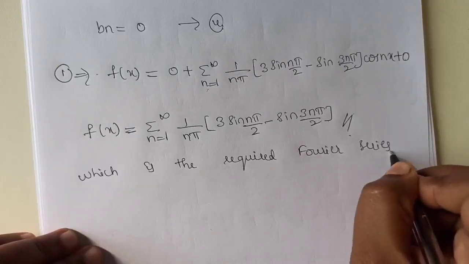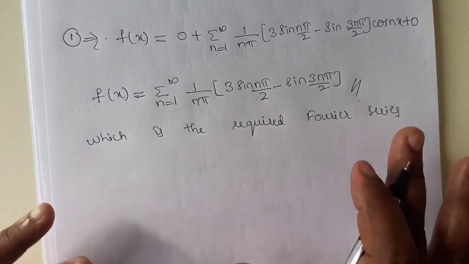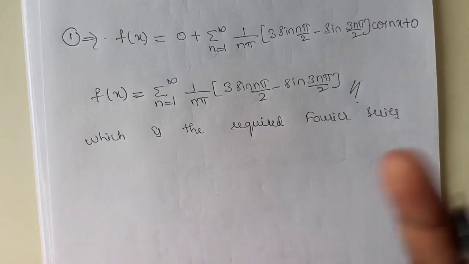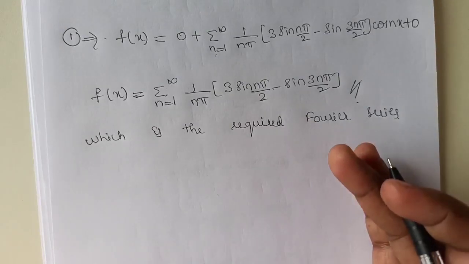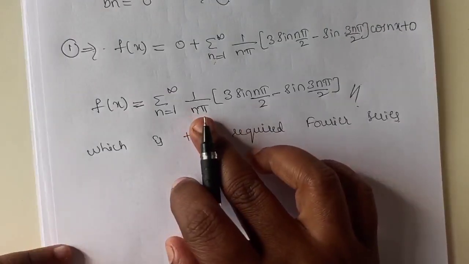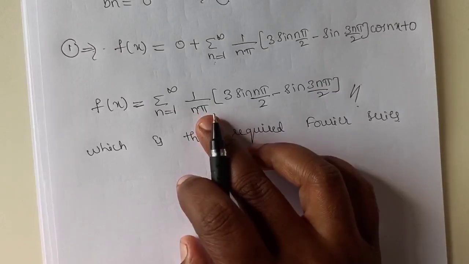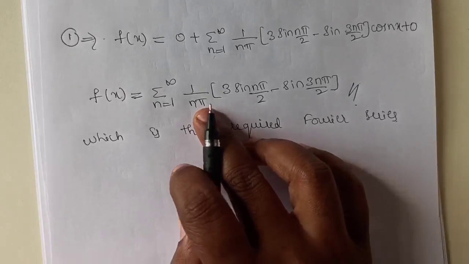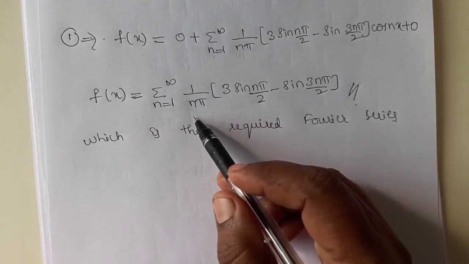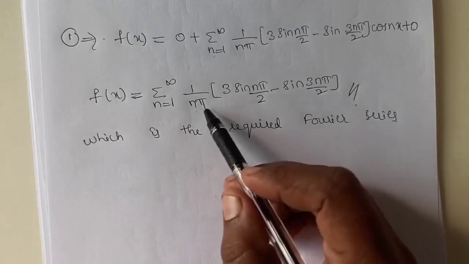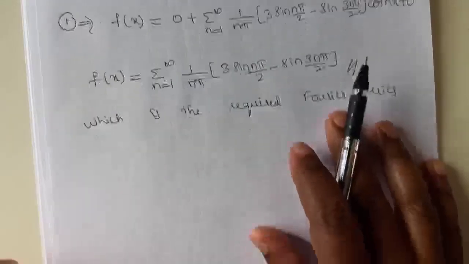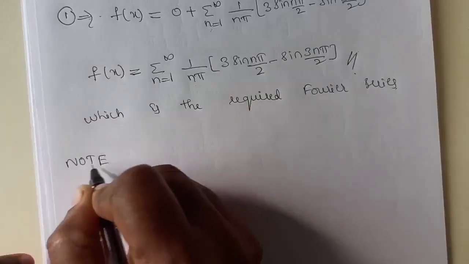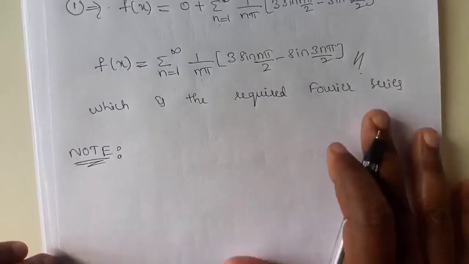So in some cases they will ask that show that something. If they are asking show that some given values, then in order to show that, you will substitute here n values, n equals to 1, 2, 3 and so on. So if you want to show something, then you can substitute here n values, that is n equals to 1, n equals to 2 in this an value. Okay, so here we consider this as a note.